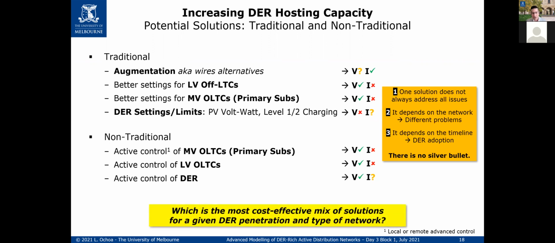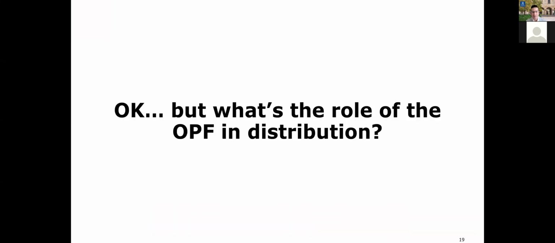So therefore, the question really is, which is the most cost-effective mix of solutions for a given distributed energy resource penetration and type of network, right? Now, at this stage, some of you might be thinking, okay, Nando, that's very interesting. But what about OPF? Okay, so let's go back to the OPF, all right?